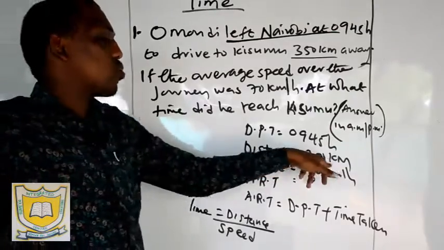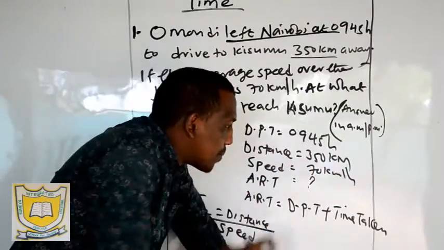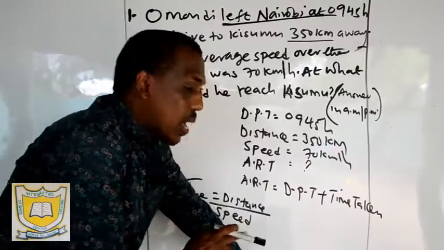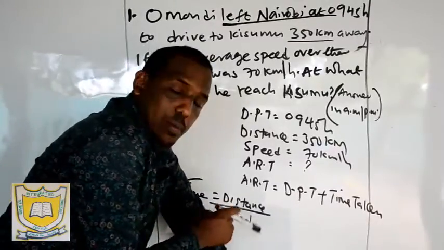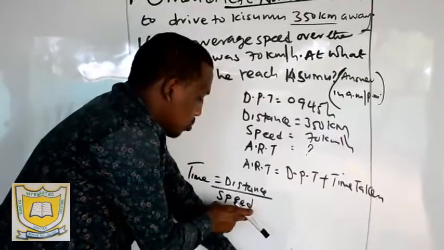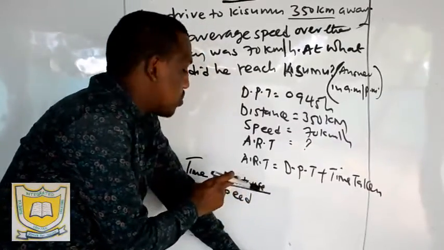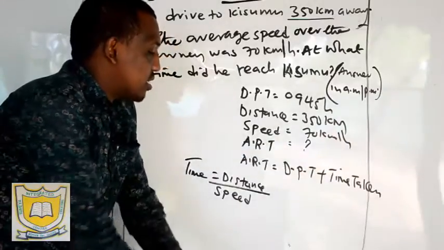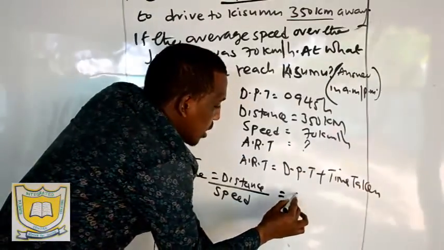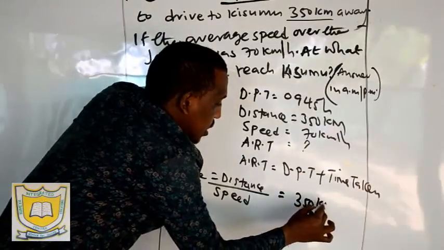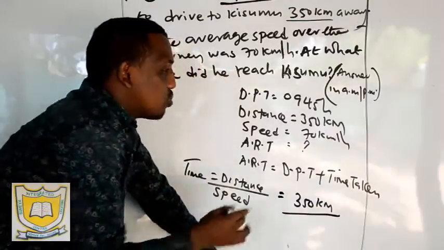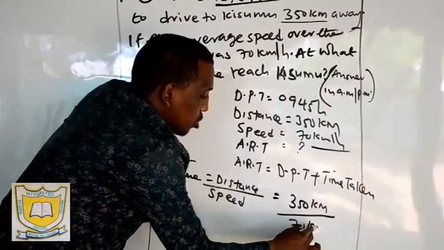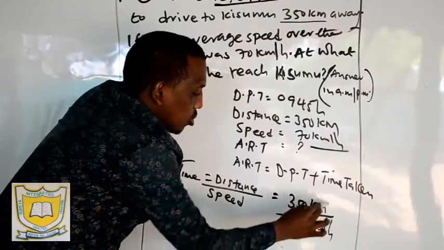The distance is always in kilometers or meters, and the speed is always kilometers per hour or meters per second. The one which has kilometers per hour or meters per second is what is called speed. The one which has only meters or kilometers, that's what is called distance. So our distance here is 350 kilometers, over the speed, the kilometer per hour one, over 70 kilometers per hour.